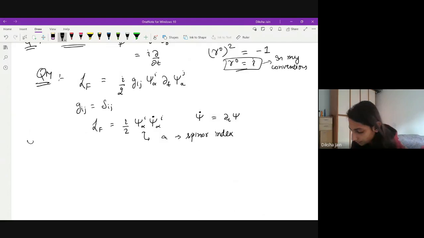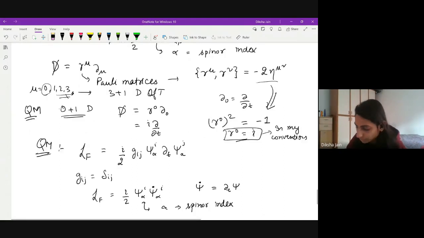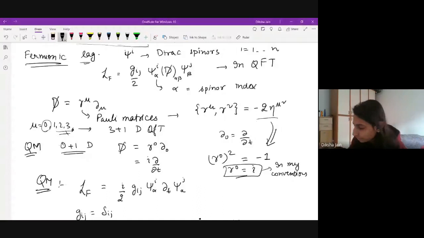So psi bar will basically be equal to. Yeah, or are you saying that there should be a psi bar here, so there will be one more gamma 0, because psi bar is psi dagger gamma 0, no? Were you talking about this? Usually in Dirac, but it just depends on the notation.